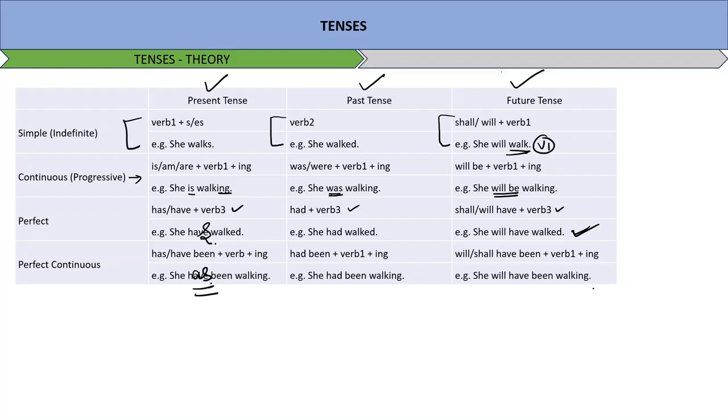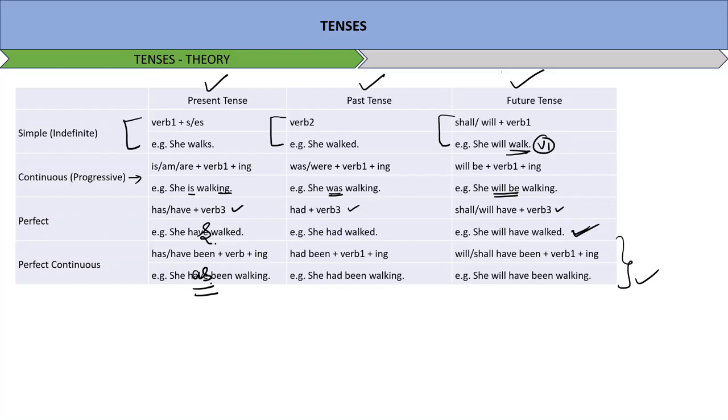So this is a table which you must remember by heart. It should be learned by heart and it should be in your head consciously. Remembering this is very, very important.